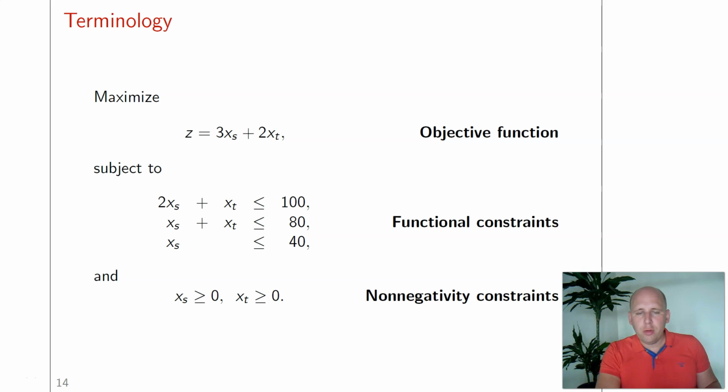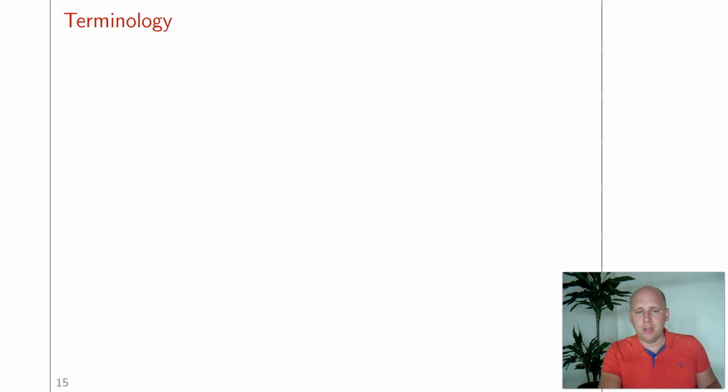Then the function that we are maximizing or minimizing is called the objective function. So that was the function for Z. And then the first set of constraints are called functional constraints. And then we have the non-negativity constraints. So the set of constraints can be split into two parts: functional constraints and non-negativity constraints.